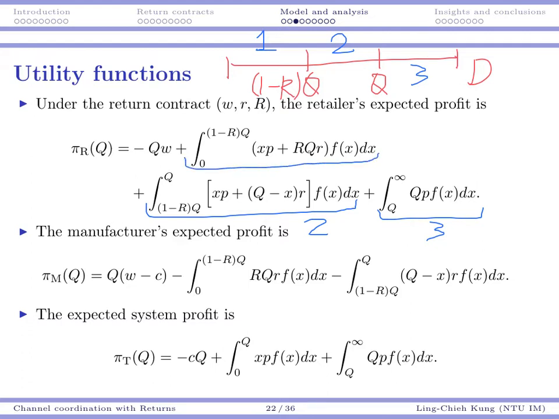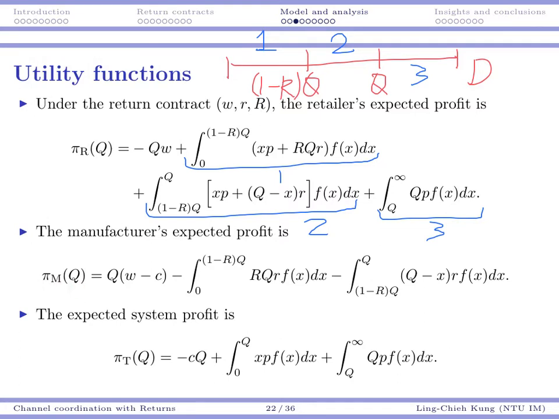And of course, this is the first region. So depending on different demand realization, I can write down what will be my expected revenue. And collecting everything is going to give me the retailer's total expected profit under an order quantity. The manufacturer's expected profit is somewhat similar, or just on the opposite side.